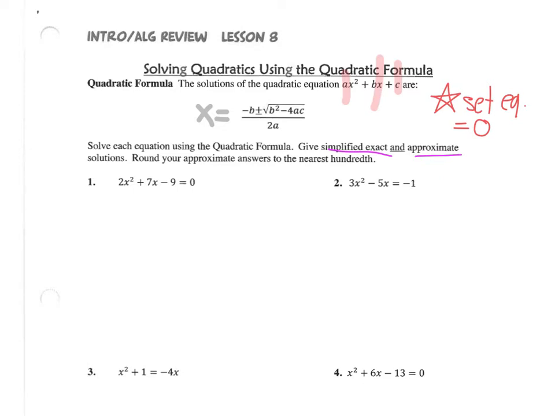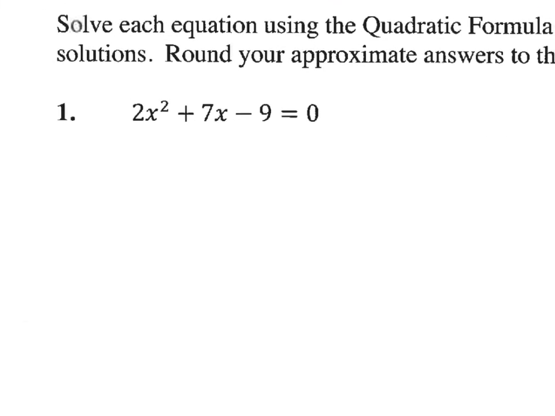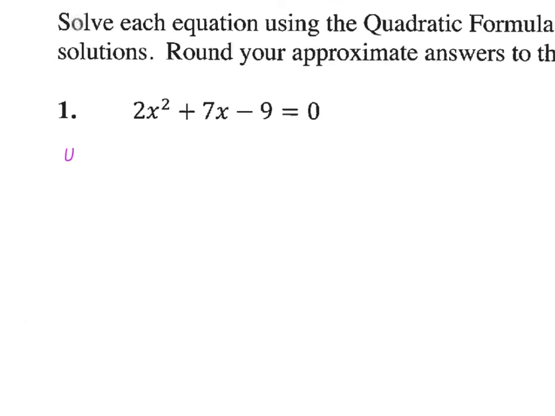Okay, so let's look at number 1. 2x squared plus 7x minus 9 equals 0. My first step is done for me. This equation does equal 0. So I look at my quadratic. I like to go ahead and write down what a, b, and c are in this quadratic equation. a is the number in front of x squared. It's the coefficient of the squared term. It's 2. b is your linear coefficient, so 7. c is negative 9.